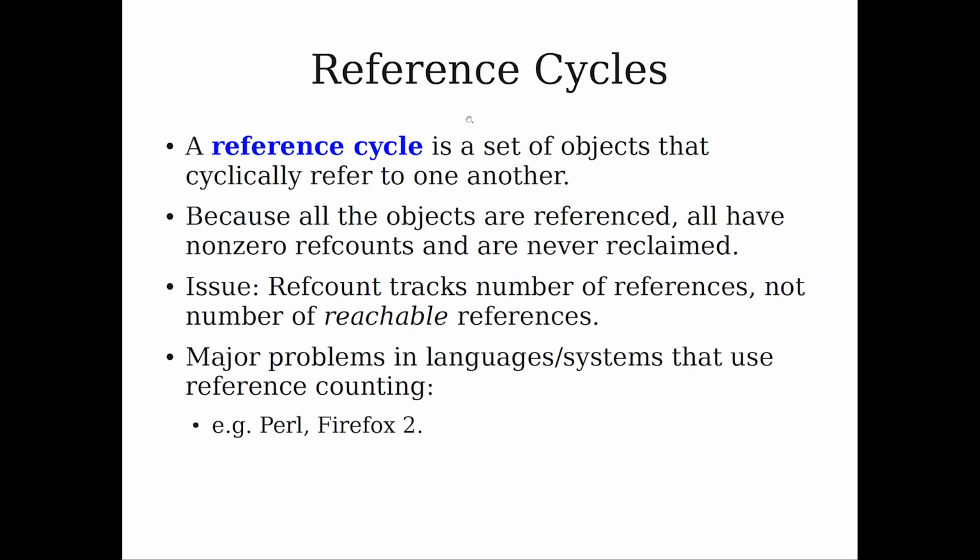So what we have is a reference cycle, which is a set of objects that cyclically refer to one another. And because all objects are referenced, all have non-zero reference counts. The issue is that the reference count tracks the number of references. It does not track the number of reachable references, or the number of references which are reachable from program variables.